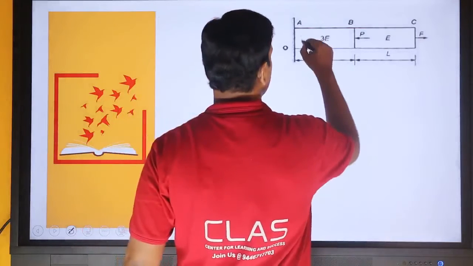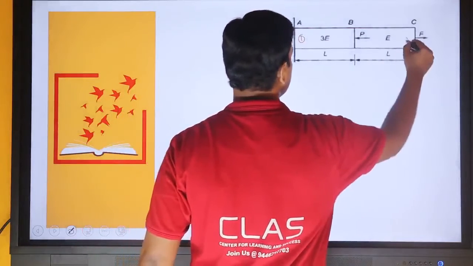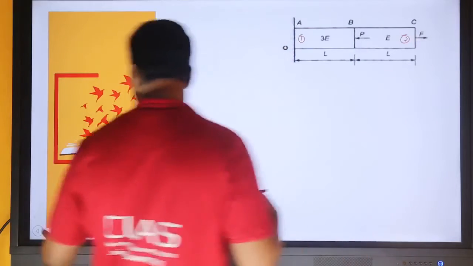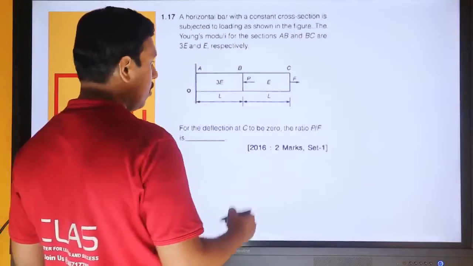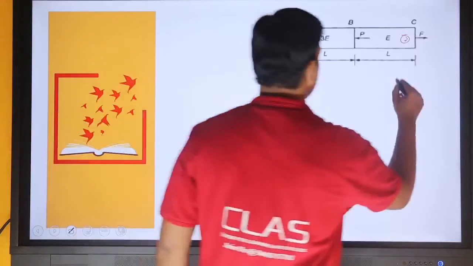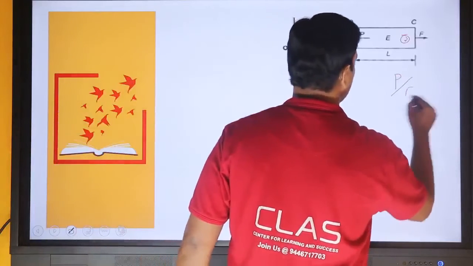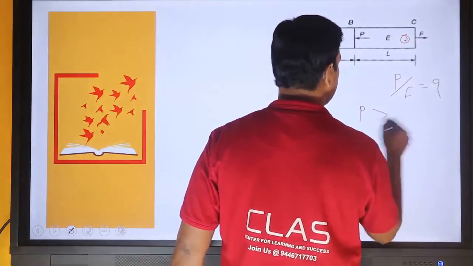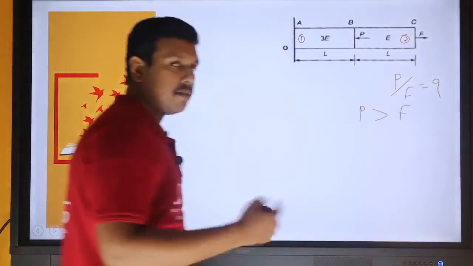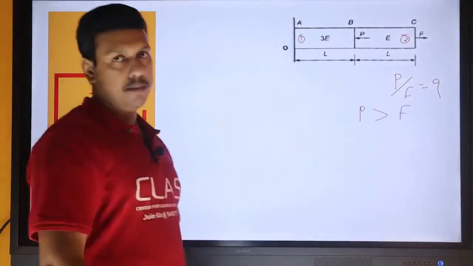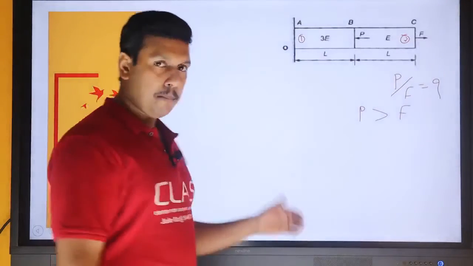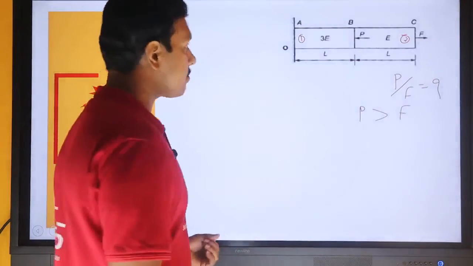And this is bar number 1 and this is bar number 2. And the total deflection is 0. We need to find out the ratio of P by F. I am assuming in this case P is greater than F. We can take the reverse also, F greater than P. In this case, I am considering P is greater than F.